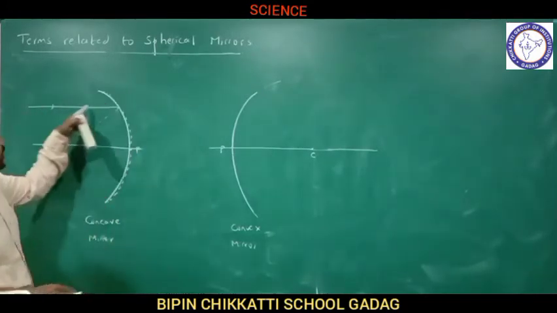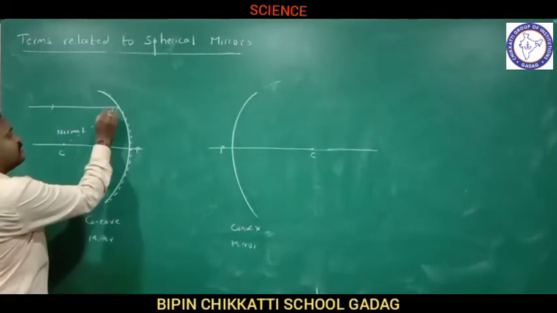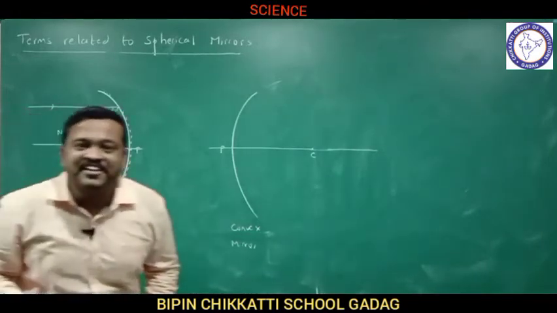This is what now here? Incident ray. This is what now here? Normal. And what is this angle? This angle is called the angle of incidence.